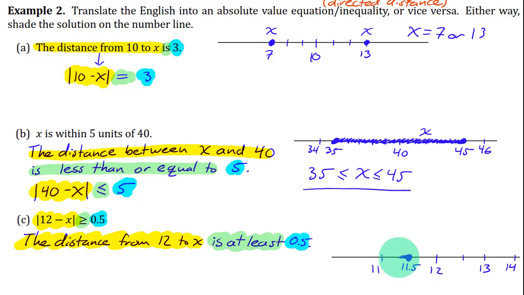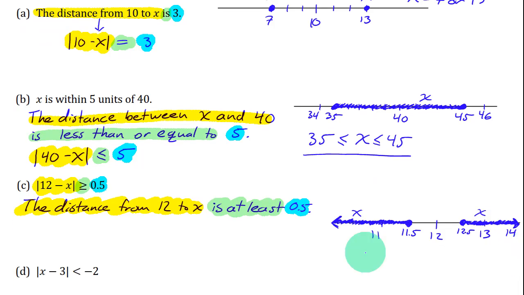Or anything to the left of here. All of this stuff out here is all farther away from 12 than 0.5. The distance is more than 0.5. Or here's 12.5 right here. And you could go all the way out here. All right, so all of those things that I've shaded there could be x. X could be over here, or x could be over here. To write that as an inequality, we would write x is less than or equal to 11.5, or x is greater than or equal to 12.5.